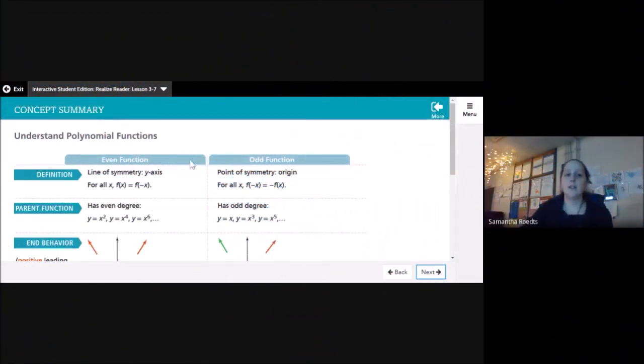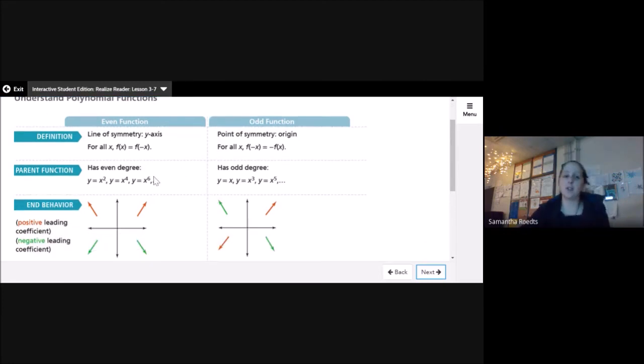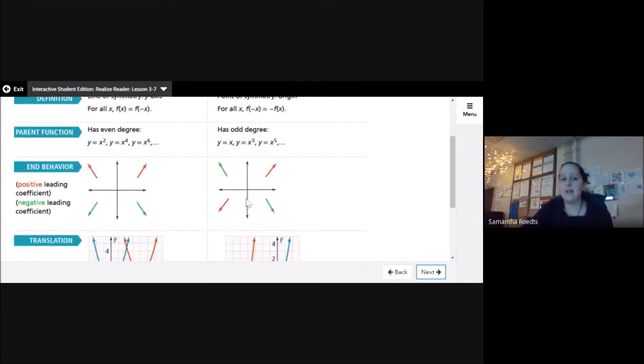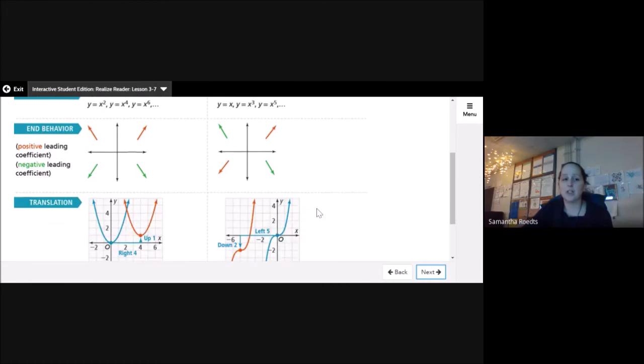All right, so concept summary. Understanding polynomial functions. You have even functions or odd functions. So even functions, both the end behaviors are either positive or negative. They have degrees x squared, x to the 4th, or x to the 6th. Odd functions have a point of symmetry around the origin. For all x, f of negative x equals negative f of x. It has odd degrees, so x, x cubed, or x to the 5th, and its end behaviors are pointing in opposite directions.